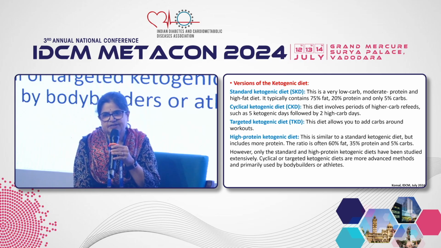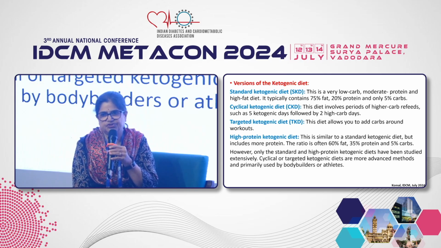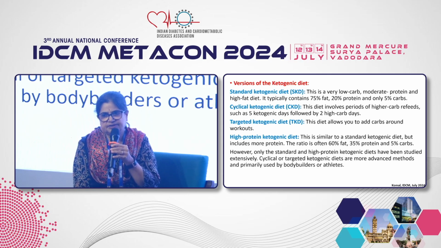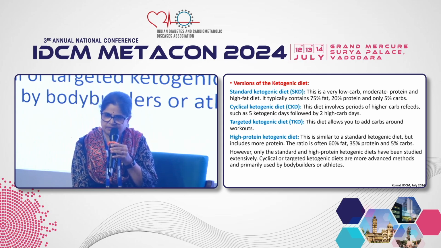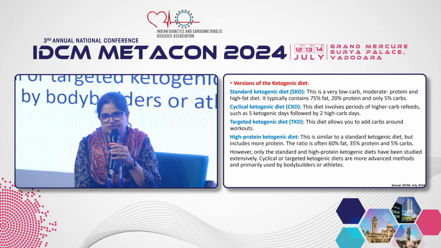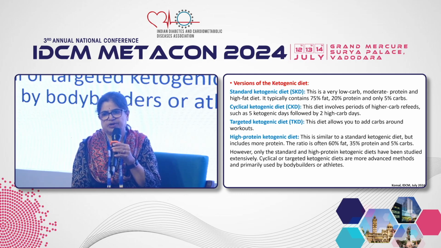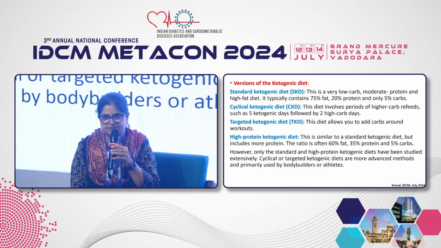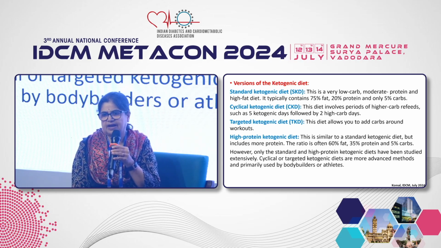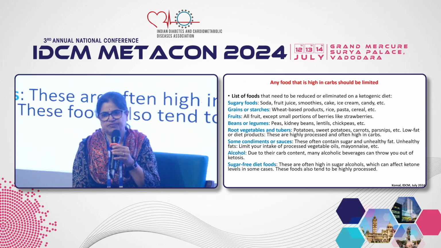Some of the versions available are the standard ketogenic diet, which has 75% fat, 20% protein, and 5% carbs. Cyclic ketogenic, where the diet revolves between higher carb and low carbs. Then there is a targeted ketogenic diet, which allows adding carbs around workouts. Then a high protein ketogenic diet is also prescribed, where the ratio is around 60% fat, 35% protein, and 5% carbs. However, only standard and high protein ketogenic diets have been studied extensively, and cyclical methods work best.